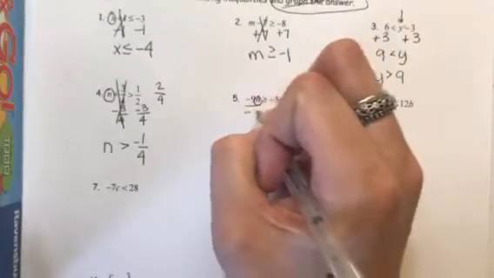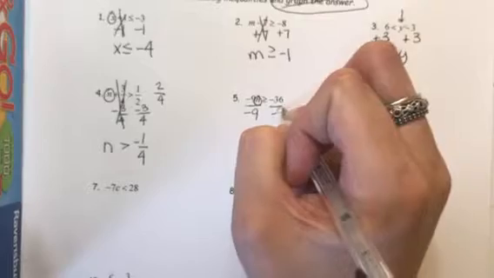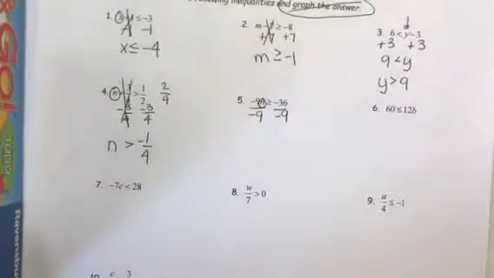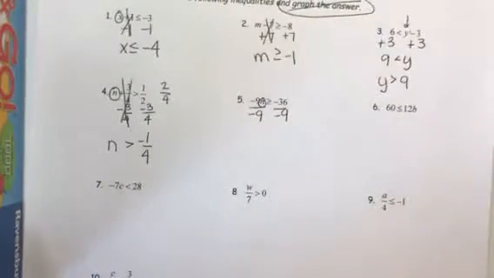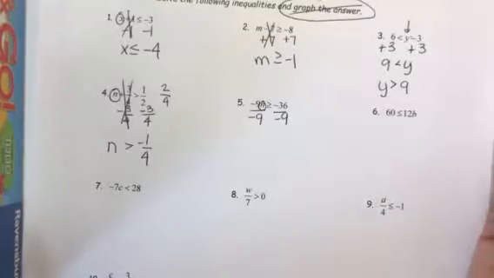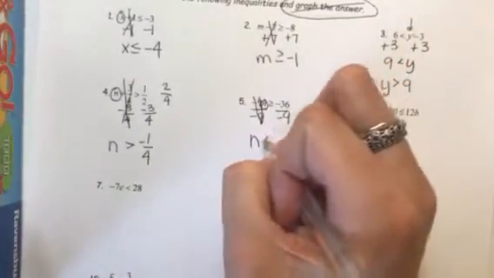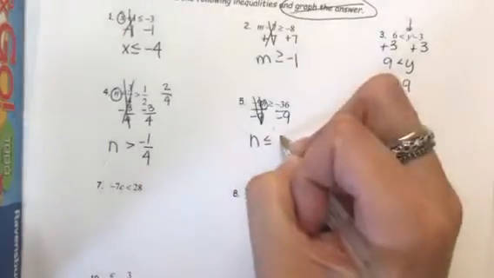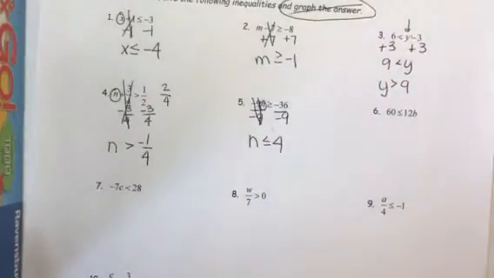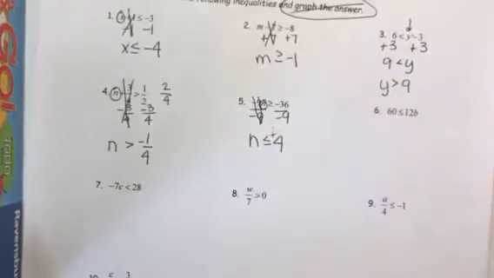Number five, we're going to undo multiplication with division to get n by itself. Okay, division is a reason to consider flipping the sign, and we are dividing by a negative. So in this situation, we will need to flip the sign. We will get n is less than or equal to +4.